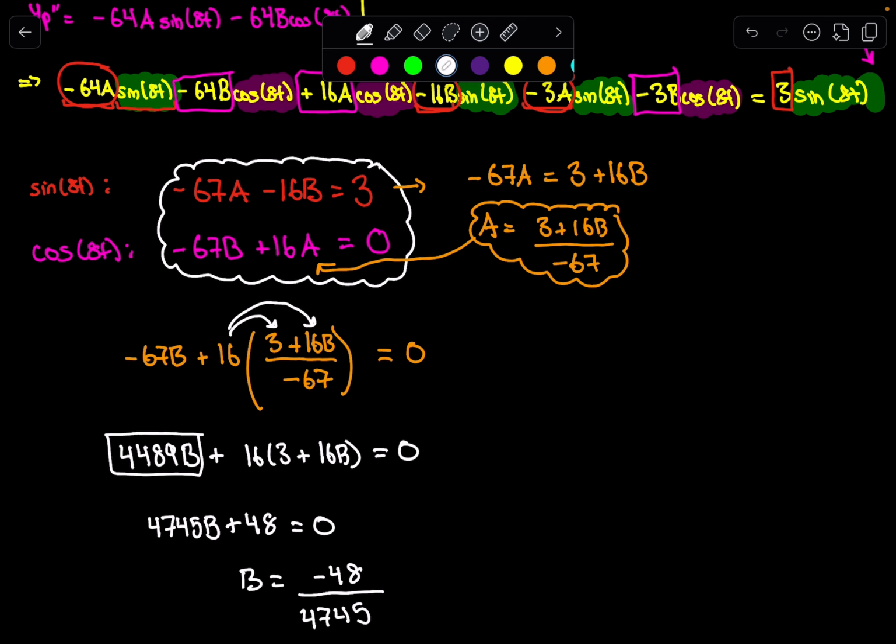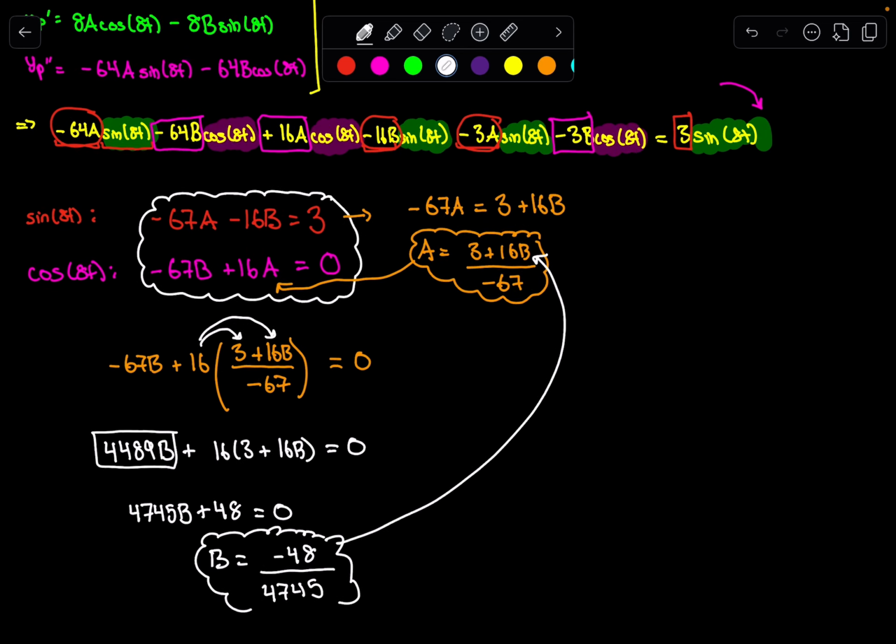4,745 divided by... is that divisible by 8? Nope. How about 686? Nope. Okay, I'm just going to leave this as is and say that this is my b, right? And I know, well, how do I get my a? There's my a, I can solve for it.